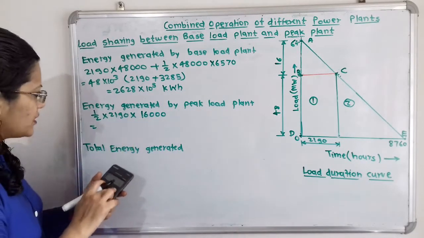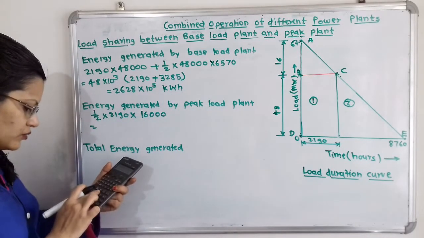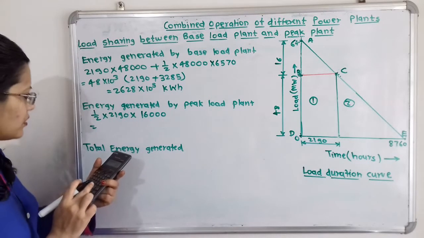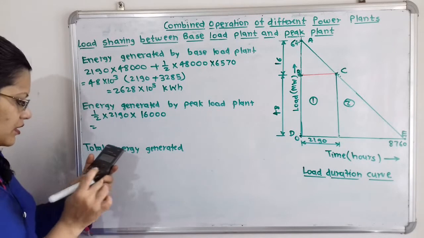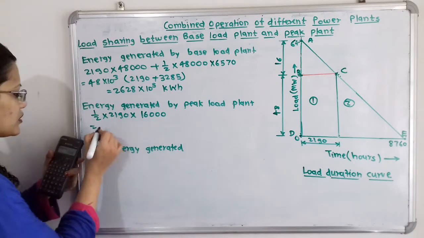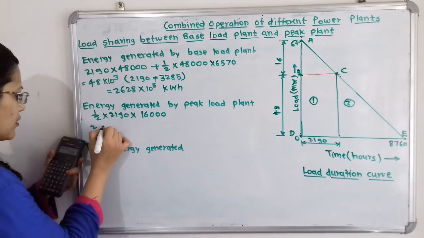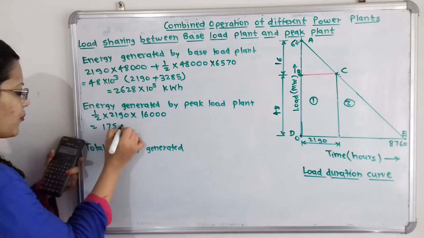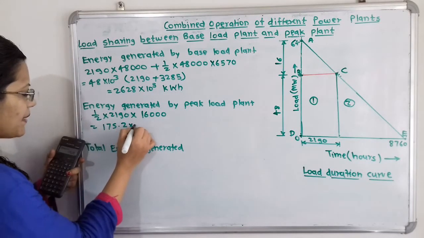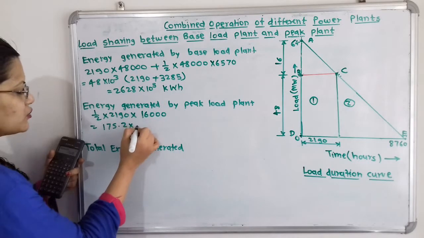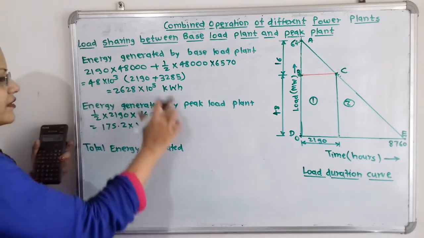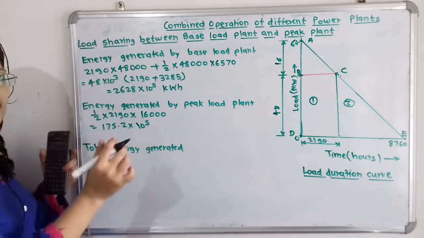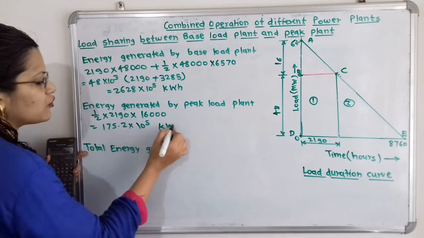So we will solve this. 2190 divided by 2 multiplied by 16, that is 17520. So I will write here 175.2 multiplied by 10 raised to 2, and here is 10 raised to 3, that is multiplied by 10 raised to 5. So if we observe what is the unit, same unit is there, that is kilowatt hour.